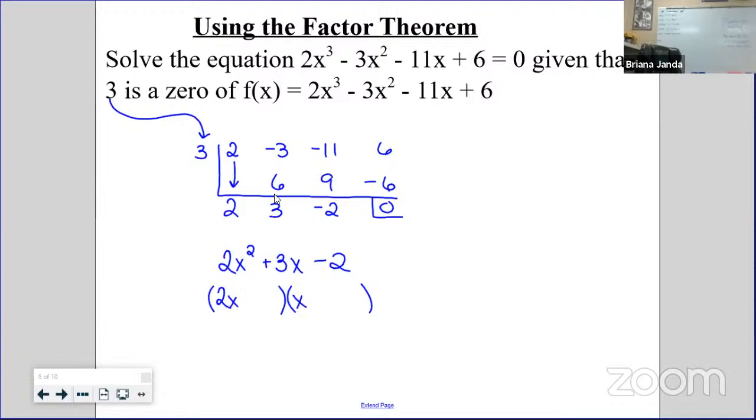I need it to add up to a positive 3 in the middle there. So I'm doing my guess and check. My factors are going to be 2 and 1 again. To get a positive 3, I'm going to get a, let's see, 4 and 1. Positive 4, negative 1. There's the rest of my zeros. Set this equal to 0 and solve.